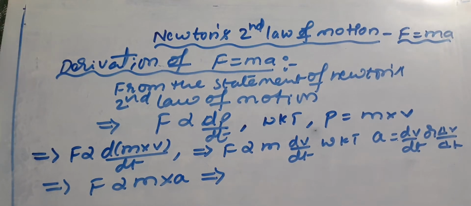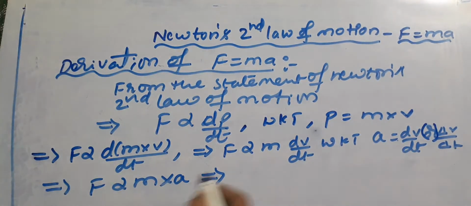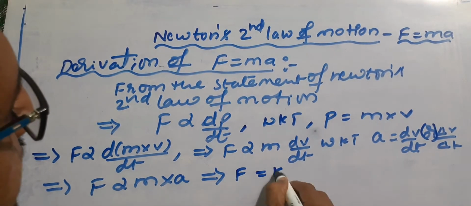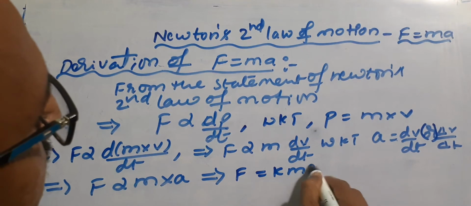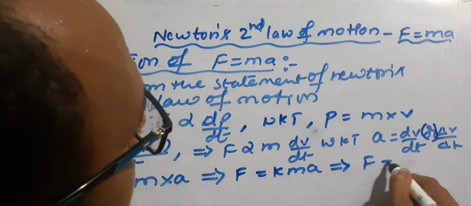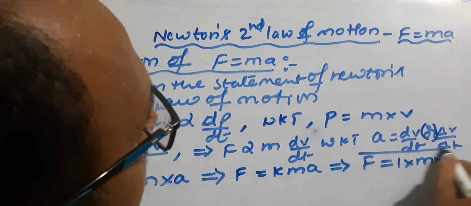Because acceleration is nothing but the rate of change of velocity, which is given by dv/dt or delta v by delta t, or it is also given as (v minus u) by t. Now eliminate the proportionality symbol and write a constant k times m times a. So this implies F is equal to 1 times m times a.